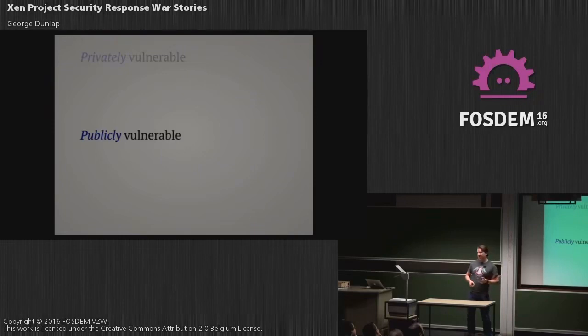And full disclosure reduces the amount of time that users are privately vulnerable by making them publicly vulnerable for the inevitable amount of time that it takes to actually load a fix. So out of this, a compromise was born. This is called coordinated disclosure, or sometimes it's called responsible disclosure.